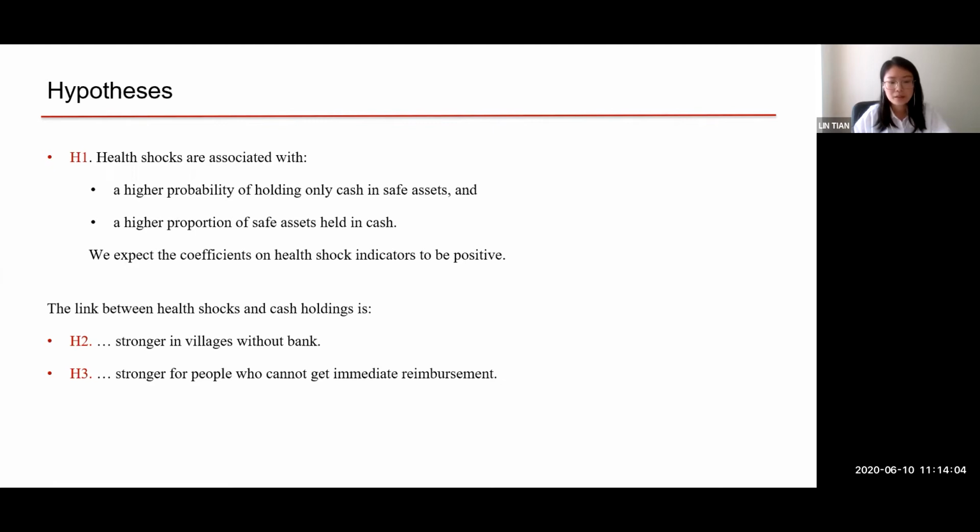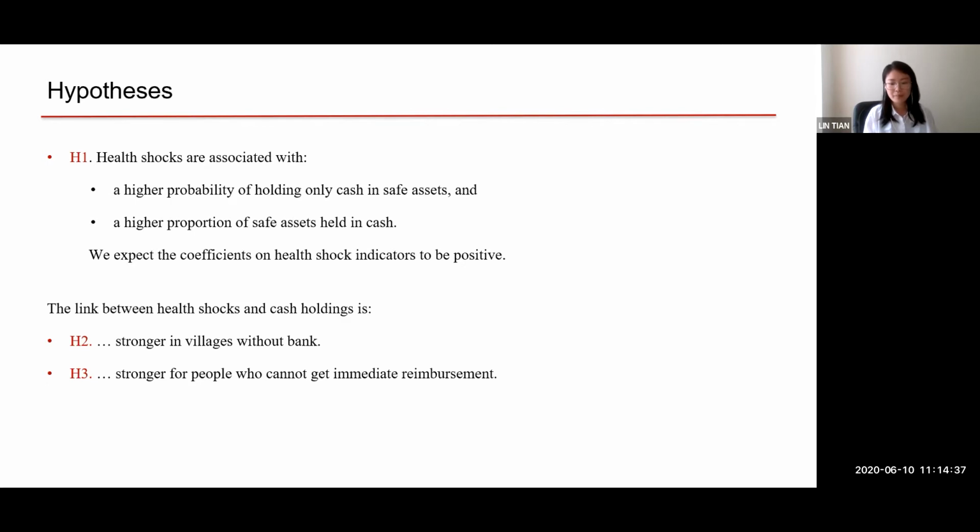And the third hypothesis is that the relationship between health shock and cash holding is stronger for people who cannot get immediate reimbursement. So in our data, around 36% of respondents enjoy immediate reimbursement. This means when they pay the medical costs, they only need to pay part of it, which is the total costs less the part covered by the insurance. While the other people have to pay the full costs and then receive the reimbursement much later.